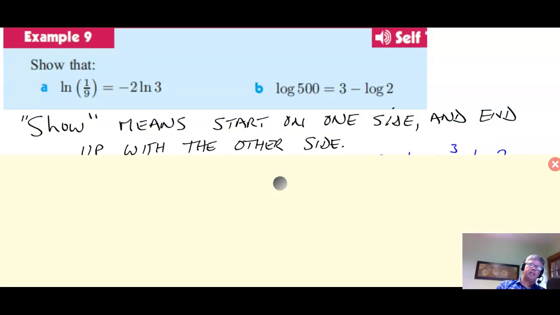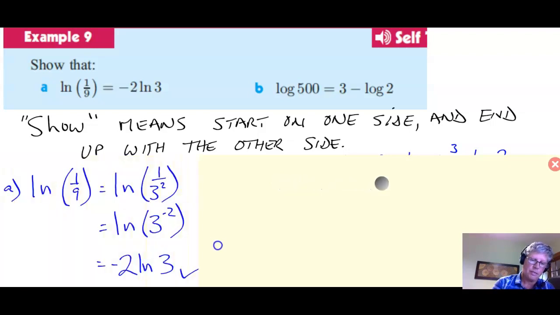All right, show that. Hey, the word show in IB means I'm going to give you the answer. So they give you the left-hand side or the right-hand side, and you start there and you try to work to the other side. That's the goal. All right. So natural log 1/9, I'm supposedly supposed to work that to get -2 natural log of 3, or vice versa. And it doesn't matter which way you start. You just follow the rules. So I'm going to follow the rules here. And so what I did is I rewrote the 1/9 as 1 over 3 squared. I pulled that up using the negative exponent law, and then that -2 came out front. And I got what I needed to get.